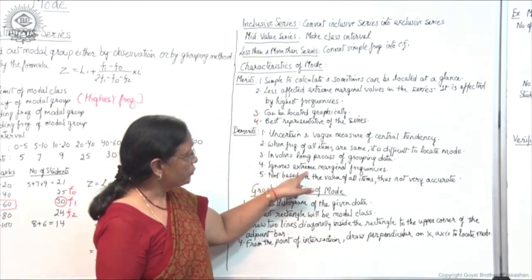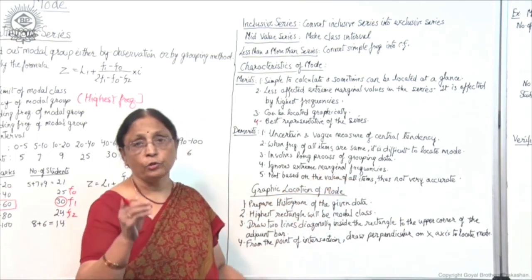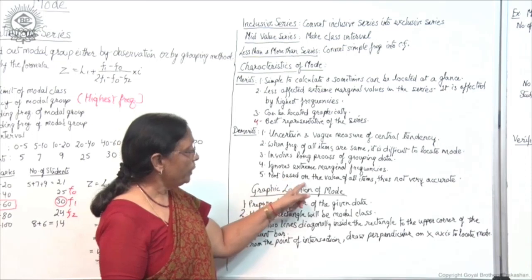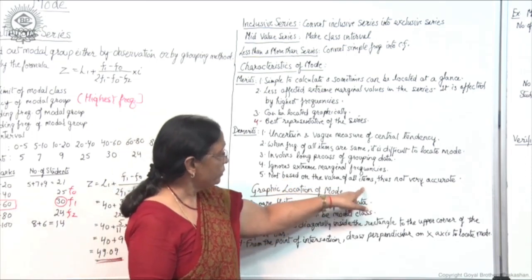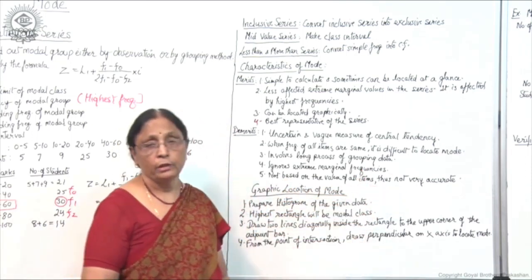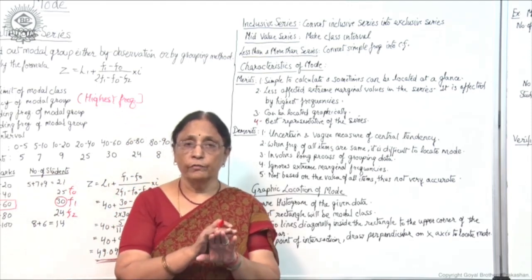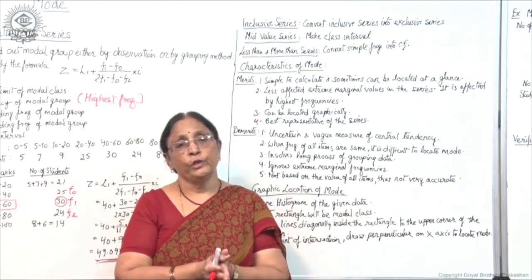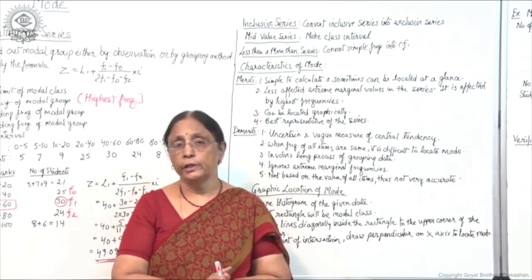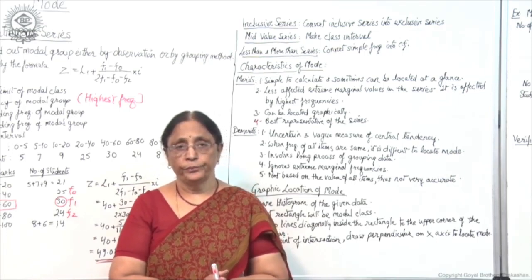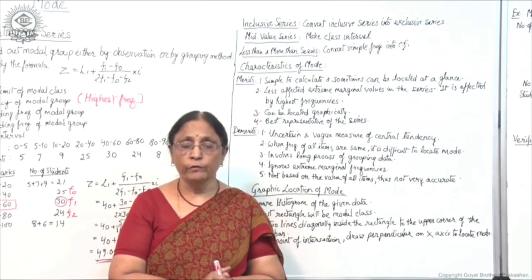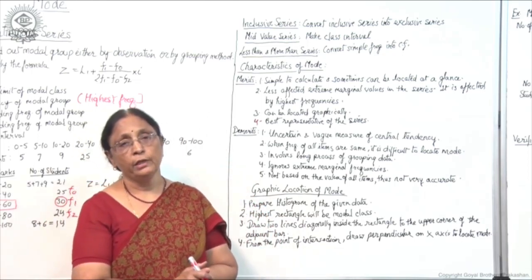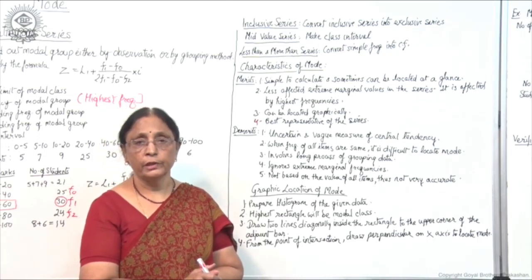It ignores extreme marginal frequencies because it is locating only the highest frequencies. It is not based on the value of all items, thus not very accurate. Because it is not based on the value of all the items, it is just locating the highest frequency, so it may not be very accurate at times. But in spite of the demerits, mode is still used in calculating measures of central tendency.